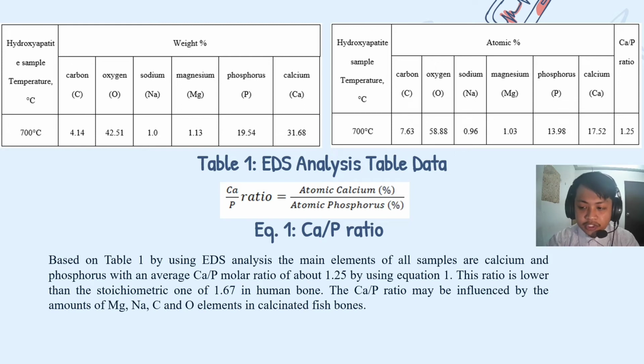This ratio is lower than the stoichiometric value of 1.67 in the human body. The Ca/P ratio may be influenced by the amount of Mg, Na, C, and O elements in calcined fish bone.